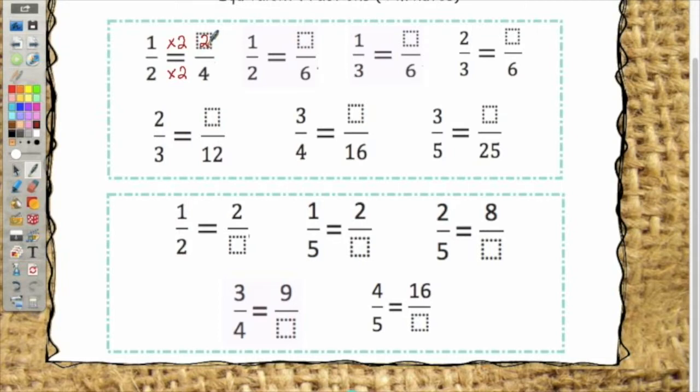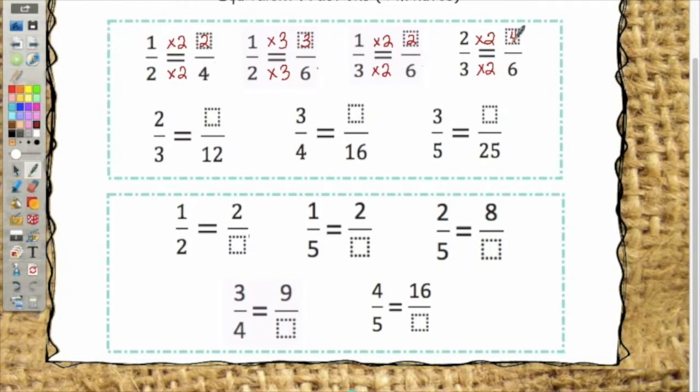So the next one, 2 times something equals 6. 3. So times 3 again. Pretty simple when it's a 1. 3 times something equals 6. 2. Okay, what about the next one? 4. 3 times 2. 2. Same answer. So 2 times 2 is 4.